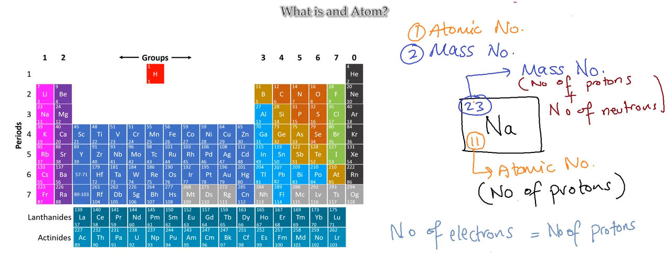So let's have a look at the number of each of the subatomic particles. We've got the protons, the electrons, and then the neutrons. The number of protons, we know, is the atomic number, which is 11. The number of electrons is exactly the same as the number of protons. So protons is 11, electrons will also be 11. And the number of neutrons would be my mass number take away my atomic number. So 23 take away 11, and that's 12. So sodium has 11 protons, 11 electrons, and 12 neutrons.